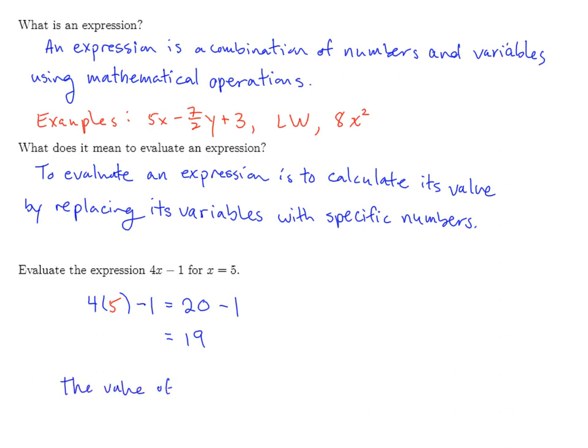So the value of the expression 4x minus 1 when x equals 5 is 19. And so by evaluating that expression 4x minus 1 for x equals 5, I've determined its value for that given numerical value of the variable.